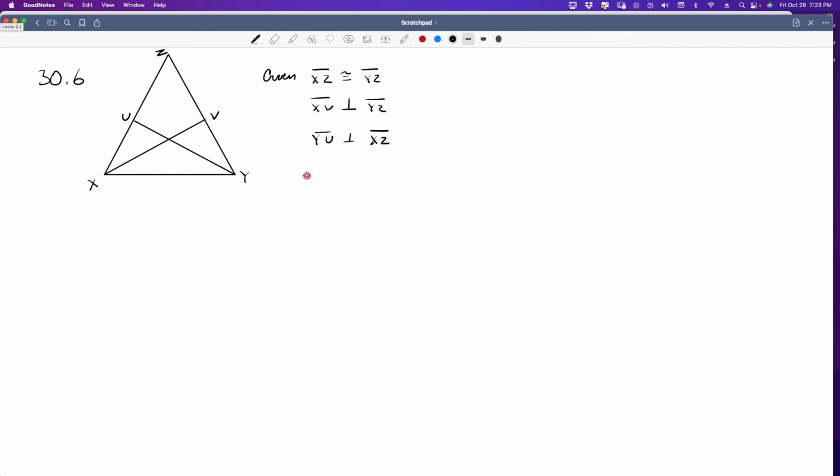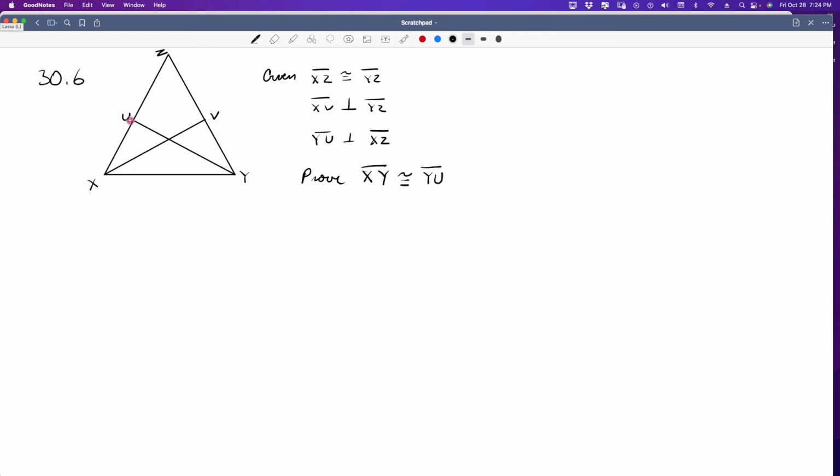So we have to prove that XV is congruent to YU. So XV congruent to YU. That's what we have to prove. So let's do that. Let's start with the givens. Well, let's start with looking at which triangles we may need. So XZ is congruent to YZ.